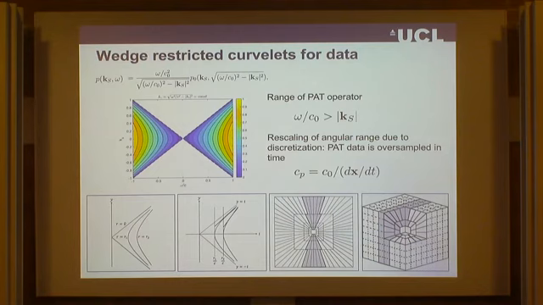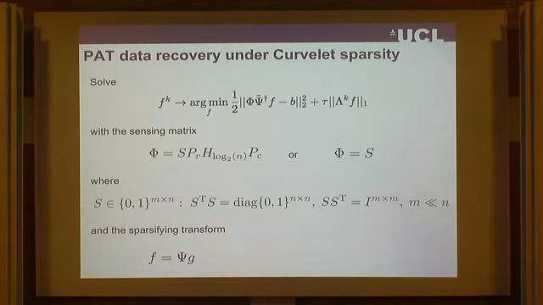Okay, so that's the same observation. So this is the physical understanding of the range of the photoacoustic operator. This is what we call the wedge restricted curvelet. So we remove the stuff that is out of the range. And now, for the data reconstruction problem, this is easy.